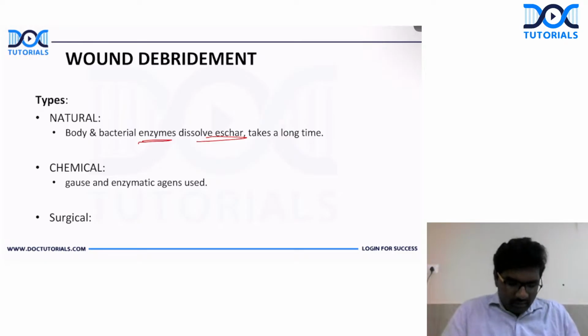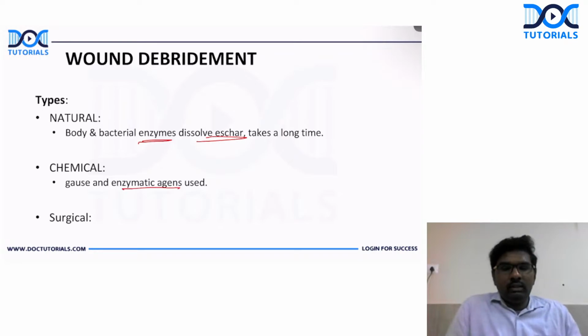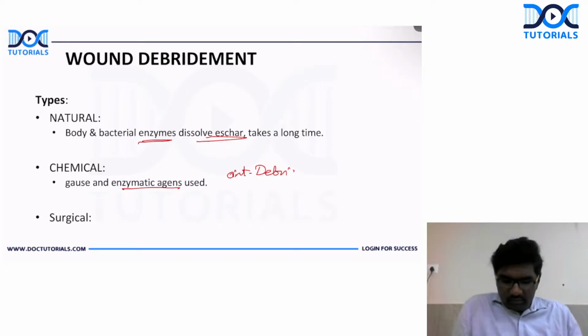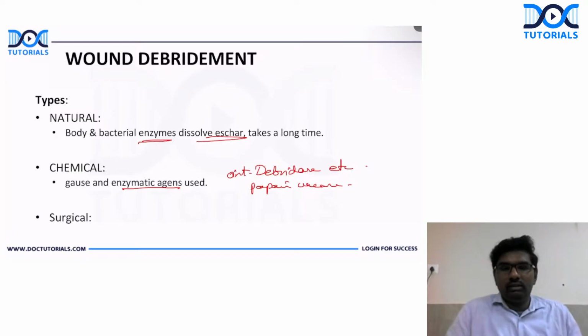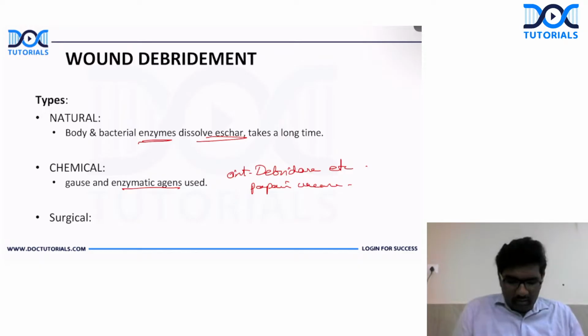Coming to the chemical debridement, this can be done by enzymatic agents. Commonly, we go with ointments like debridase, etc., which contain peptide urease and other agents. This comes under chemical wound debridement. And surgical debridement is just removing the necrotic tissue by surgical removal or by manual removal.